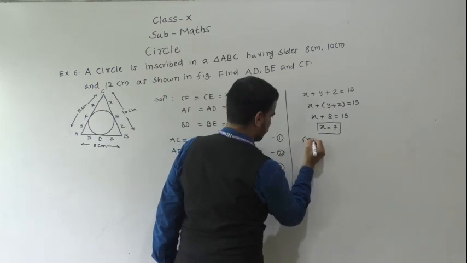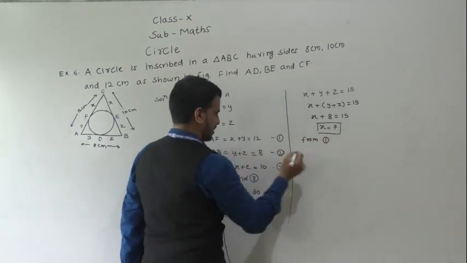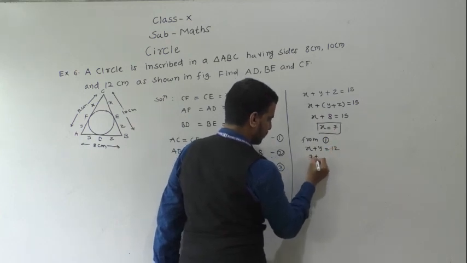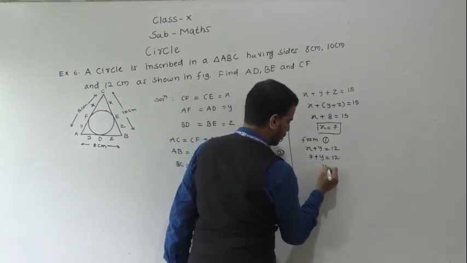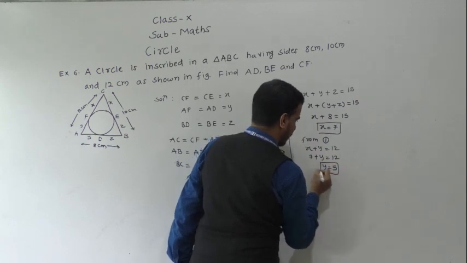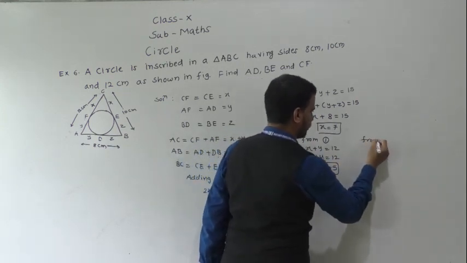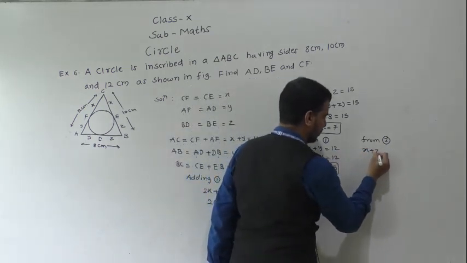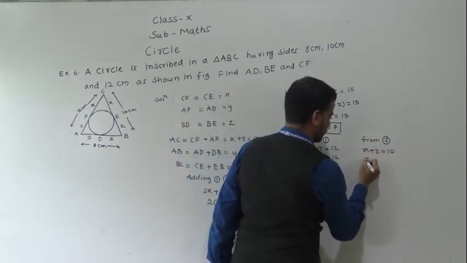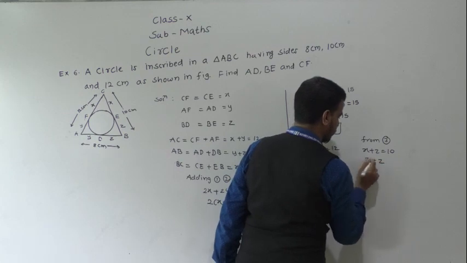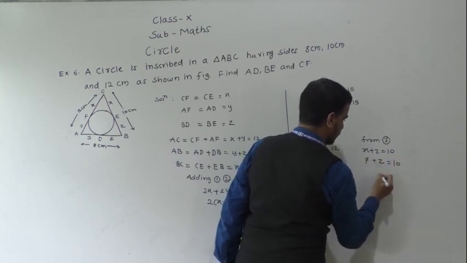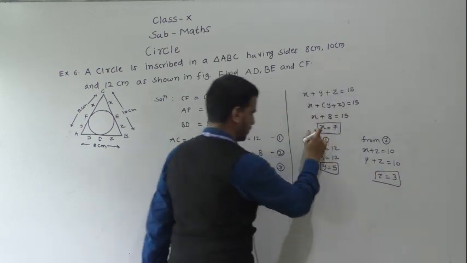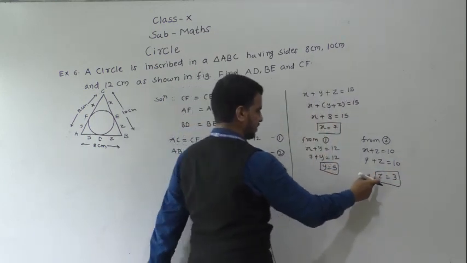From equation 1, X plus Y is equal to 12. So 7 plus Y is equal to 12, Y is equal to 5. And from equation 3, X plus Z is equal to 10. So 7 plus Z is equal to 10, so Z is equal to 10 minus 7, that is 3. So X is equal to 7, Y is equal to 5 and Z is equal to 3.